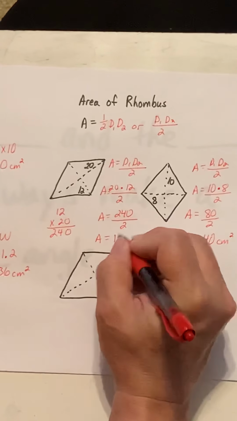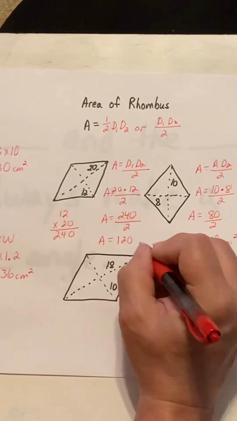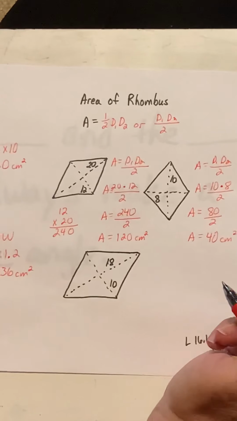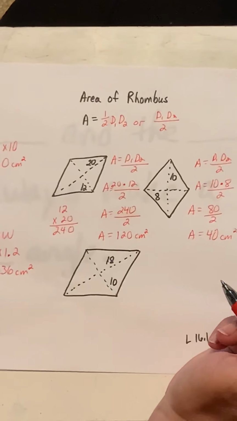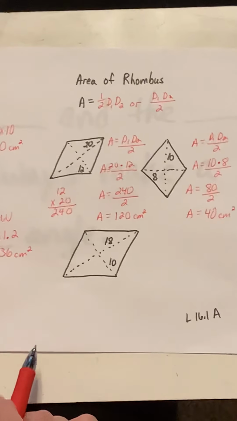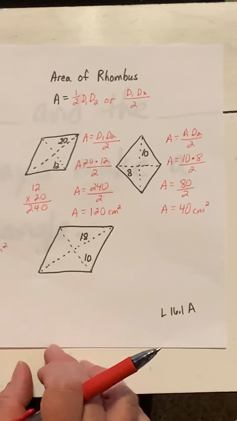Divide that by 2. Half of 2 is 1. Half of 4 is 2. So I get 120. Again, we'll call them centimeters squared. So that's finding your area of a rhombus. You can try to do this one right here on your own and see what you get.